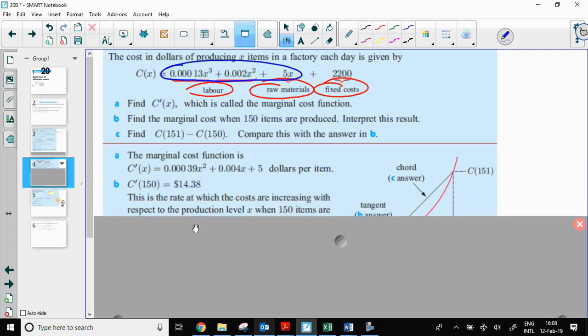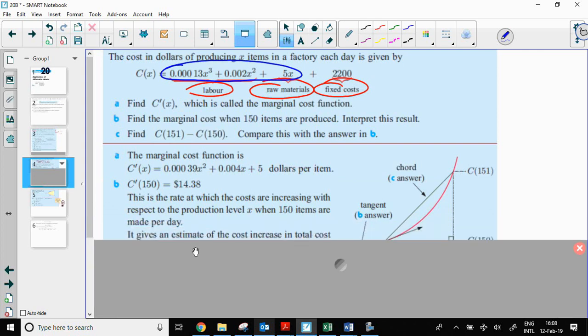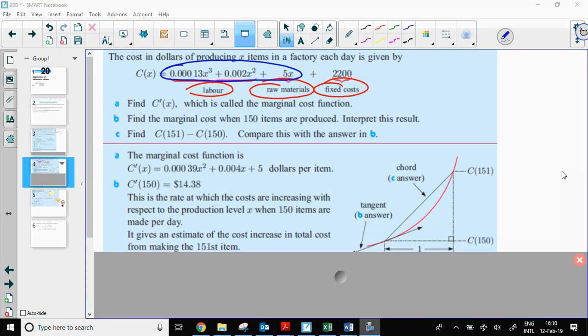We can see this if we were to calculate C prime of various items. Here's C prime of 150. It's 14.38. I guess we grab a calculator, just put 150 into those. So again, this does not give us the cost of making 150 items, but it's telling us the rate of change in cost per item when we have 150 items. In other words, this is giving us not the exact cost increase for making that 151st item, but it is an estimate.